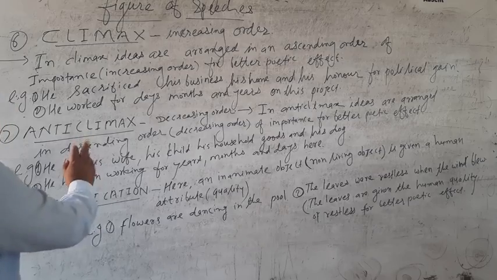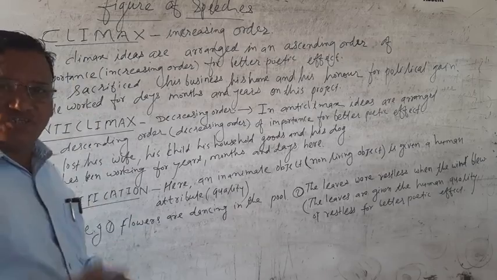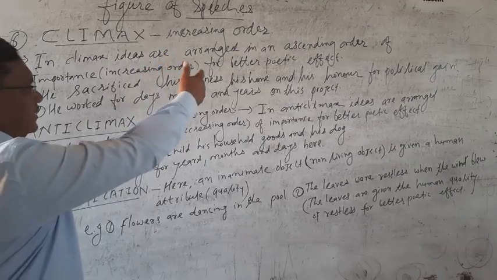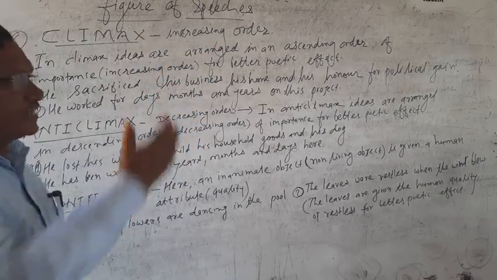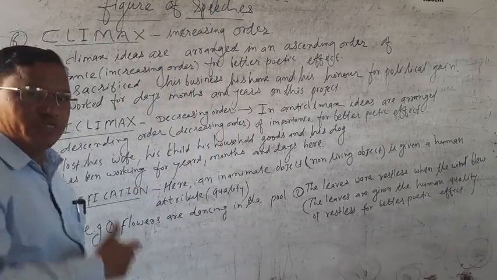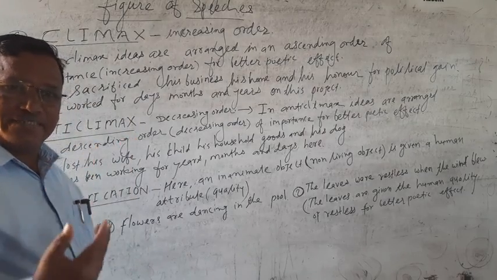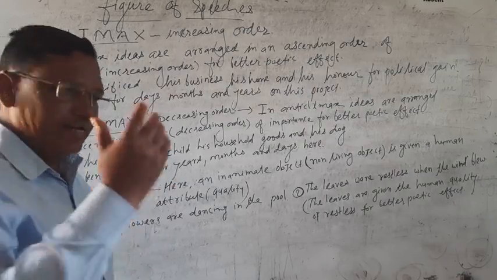About the anticlimax: climax and anticlimax are just opposite of each other. Climax is increasing order and anticlimax is decreasing order, meaning ascending order and descending order. Where ideas are arranged in ascending order, it is a climax. Where ideas are arranged in descending order, it is an anticlimax.